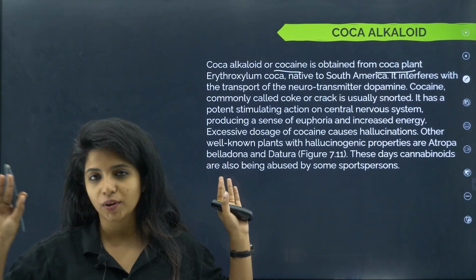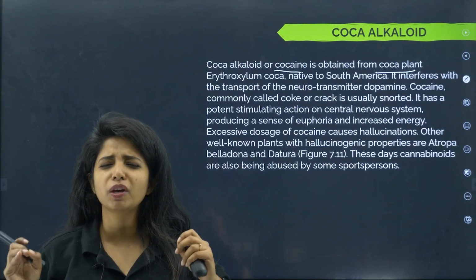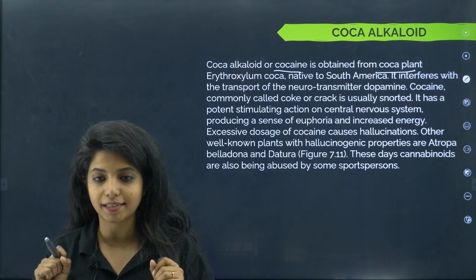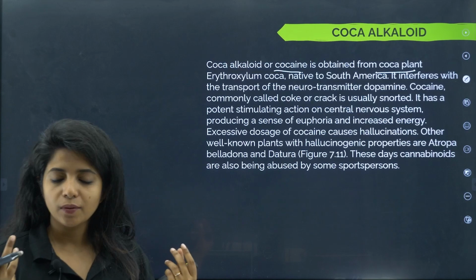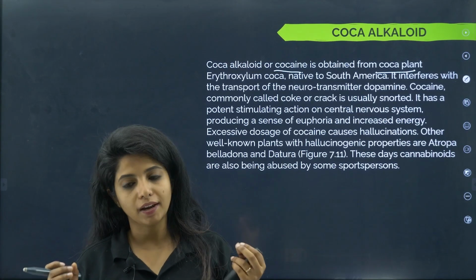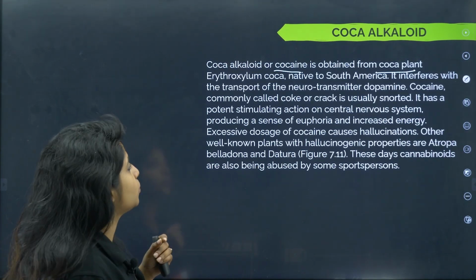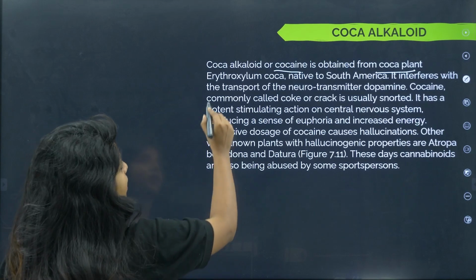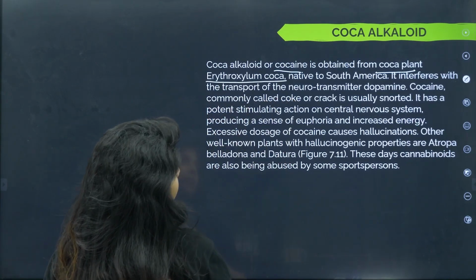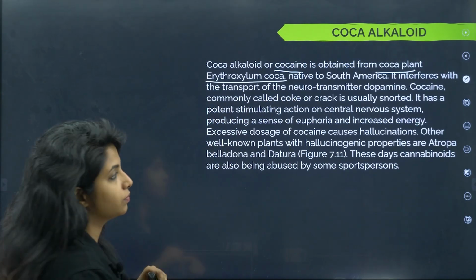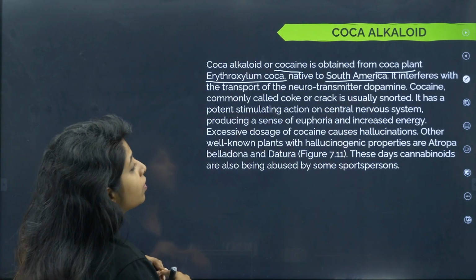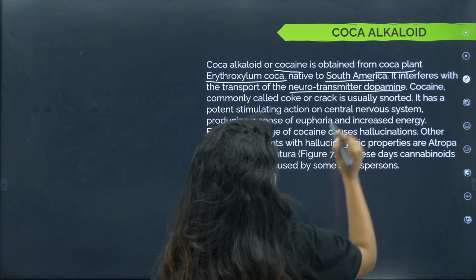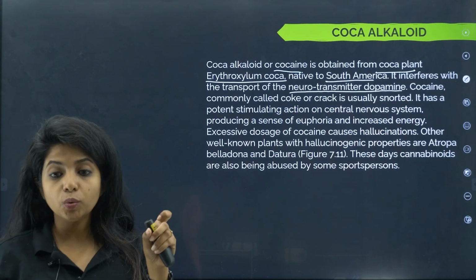When someone has cocaine, at this point of time, they will be very much enthusiastic. They will be very much happy. You call this state euphoria. Now how it happens, I'll tell about that as well. So the plant is Erythroxylum coca, native to South America. It interferes with the transport of the neurotransmitter dopamine. So it has something to do with dopamine.